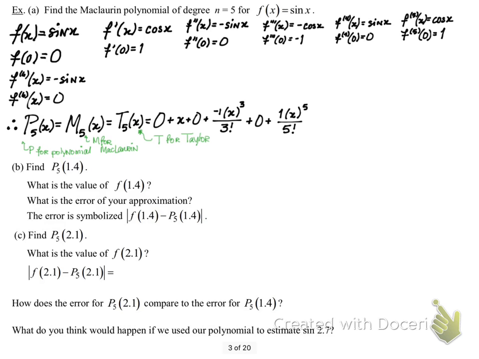Just a reminder that a Maclaurin series is a Taylor series centered at 0. So they could ask you for a Taylor series centered at 0, and they would be asking for Maclaurin series. It's the same difference. Don't let the verbiage trip you up.